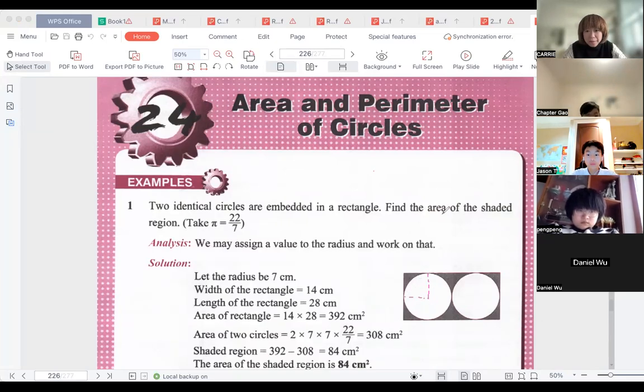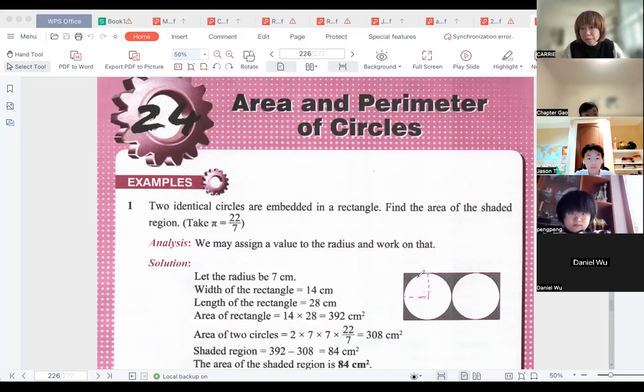Find the area of the shaded region. Take pi as 22/7. So why is this so important, everybody? It looks very hard because it seems nothing has been told, right? They didn't tell you the rectangle size. They didn't tell you the radius of the circle, correct? But because it's an embedded chapter, how many radii are there?